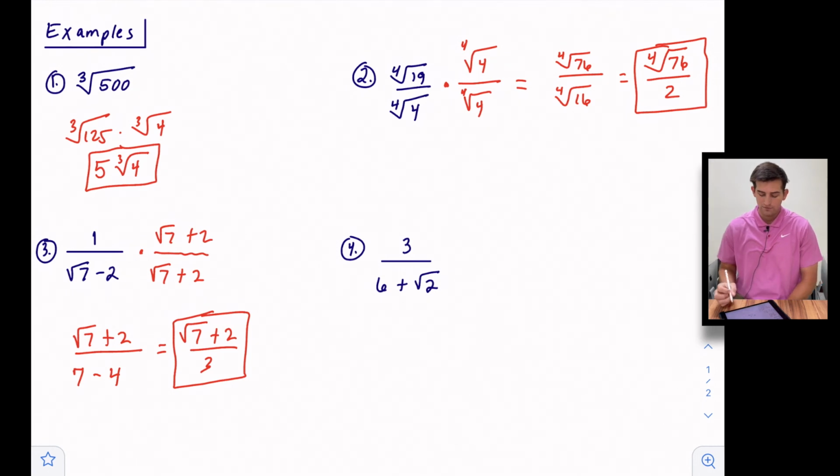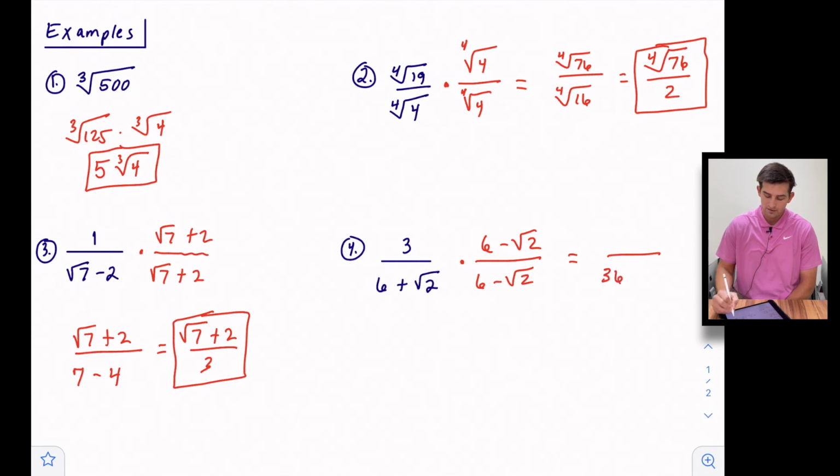Number 4, we have 3 divided by 6 plus root 2. Once again, we're going to multiply by the conjugate, so instead of 6 plus root 2, it's going to be 6 minus root 2. Whenever we multiply the denominator by something, we have to multiply the numerator by it, because that is us multiplying by 1 and not changing the value of the expression. Our denominator is going to be our first term squared, so 36, minus our second term squared, which would be 2, because the square root of 2 squared would be 2.